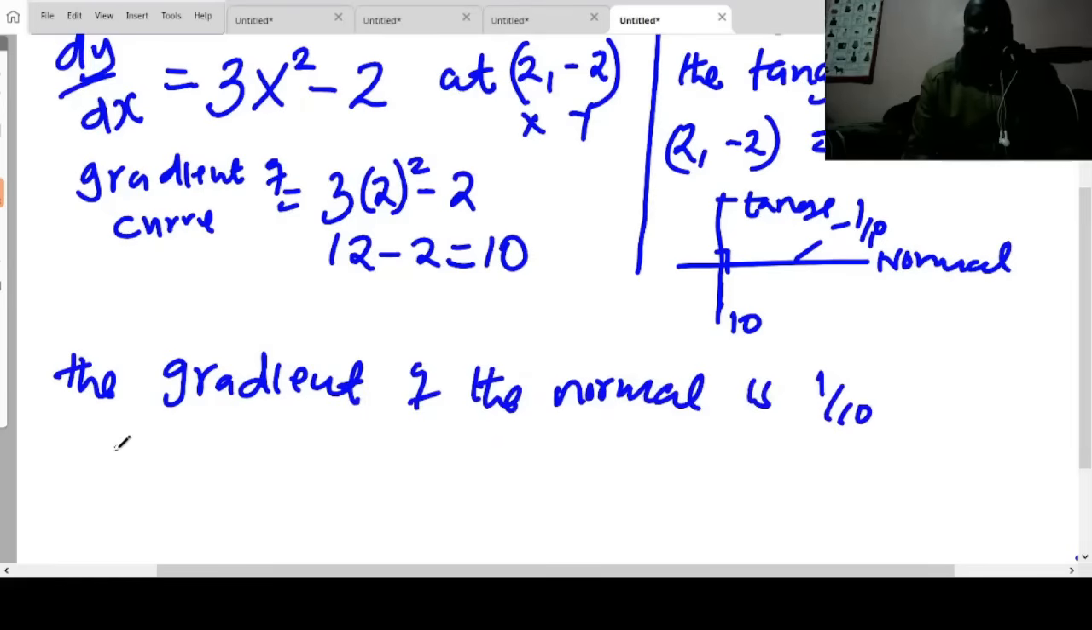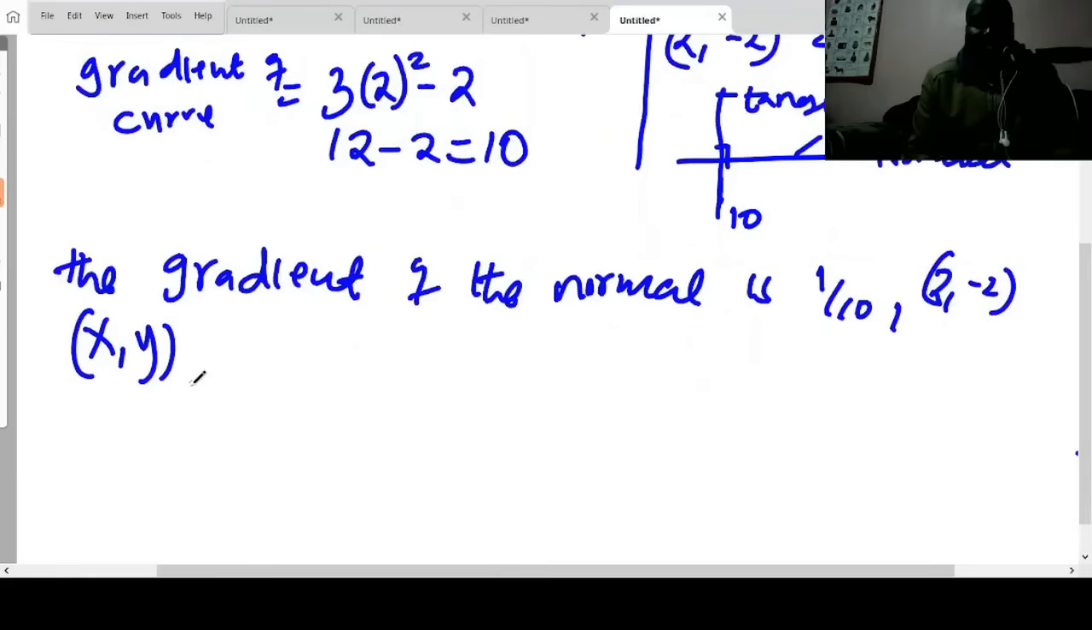Now we have the gradient, and we have the point where they meet, they intersect at 2, negative 2. How do you get the equation of a straight line? Because a normal is a straight line, as you can see. So we have the point and we take a general point x and y. Now this is the knowledge I have taught in the first video, form 2 work, and this is very important.